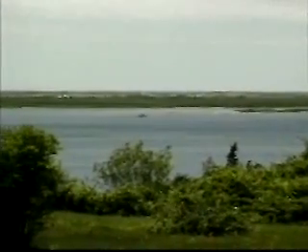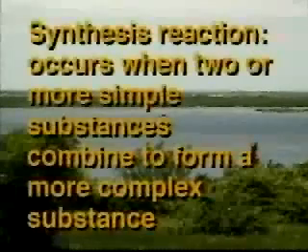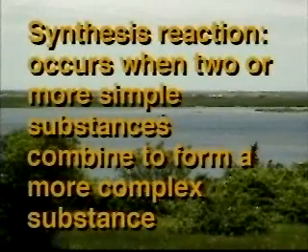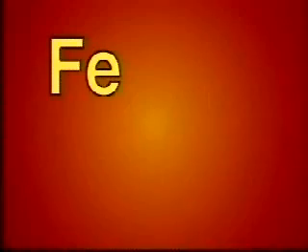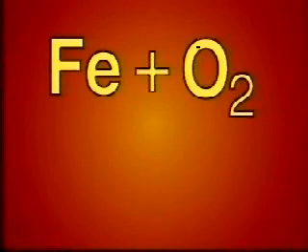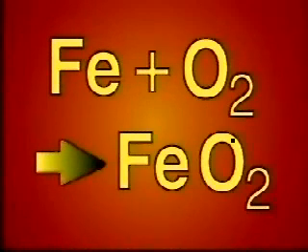A synthesis reaction occurs when two or more simple substances combine to form a more complex substance. The chemical equation for rusting is the following. Iron, symbolized by Fe, reacts with oxygen to form FeO2, or iron oxide.